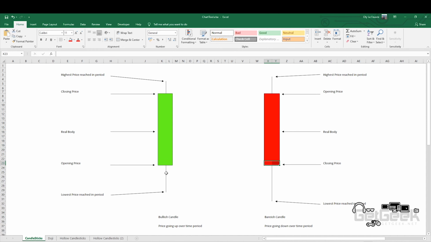Now these bits that hang off the top and the bottom, these little lines here, are called the tips or wicks, and these represent the highest and lowest price point reached during the specified time frame. These are also sometimes referred to as shadows and tails.